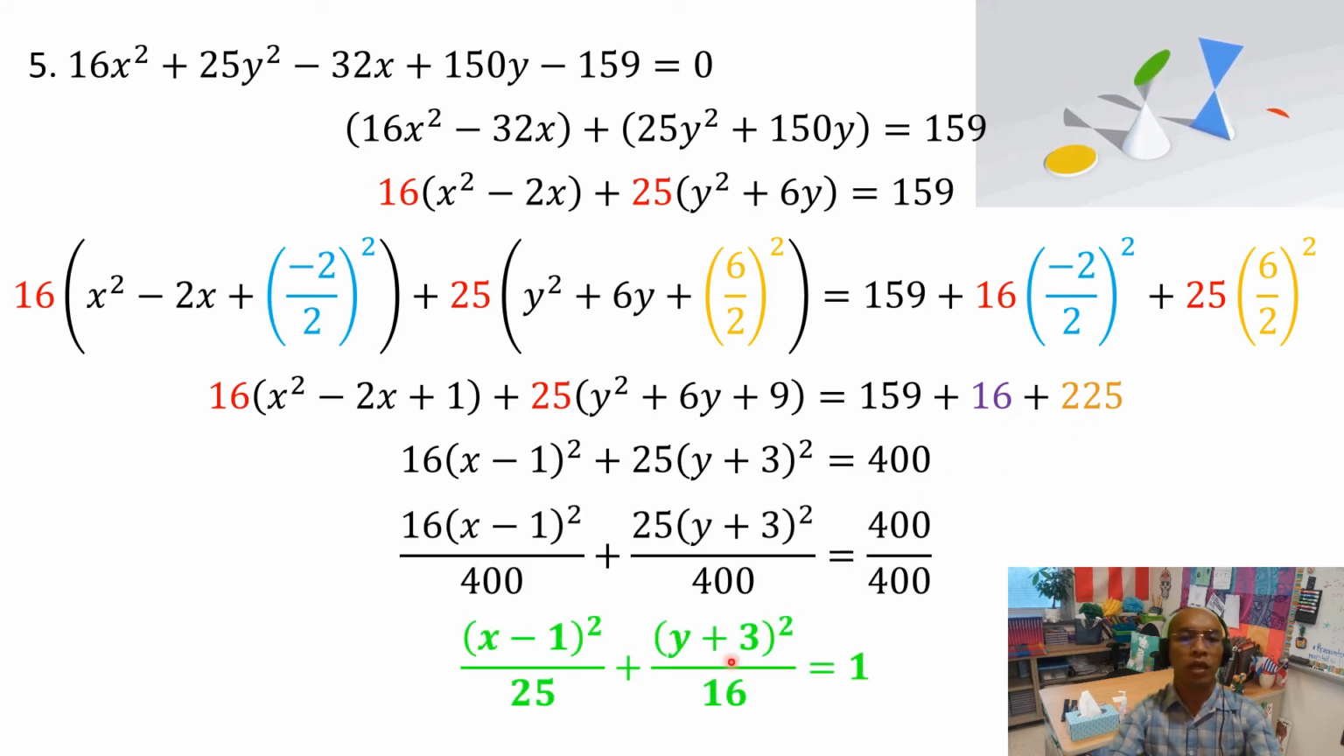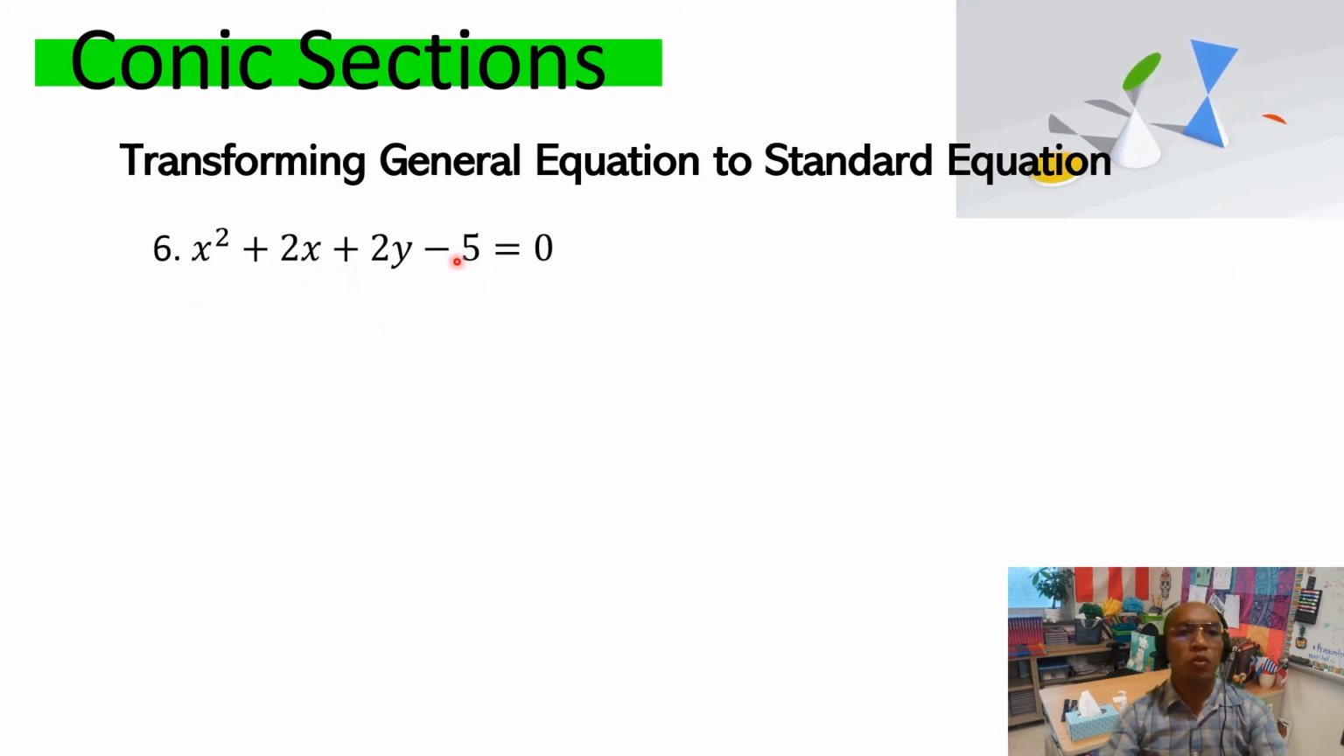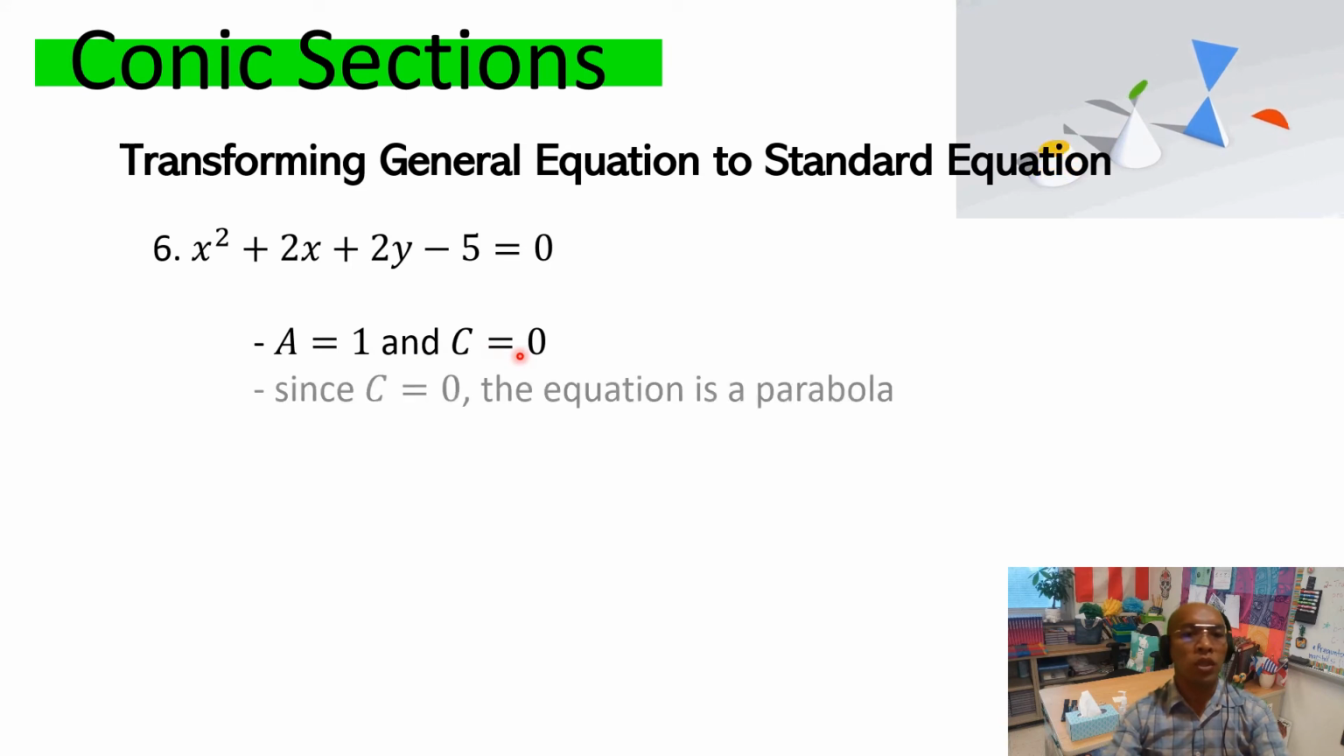Divide both sides by 400. This is now the standard form of this given equation. So next, x squared plus 2x plus 2y minus 5. So our A is equal to 1, our C is equal to 0. So in this case, this equation is an equation of a parabola.